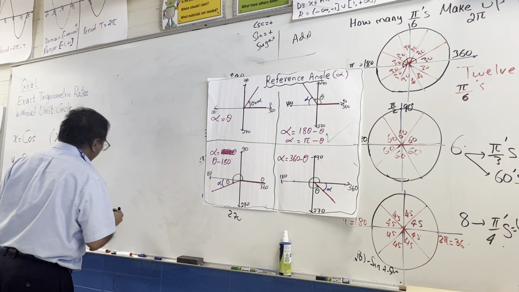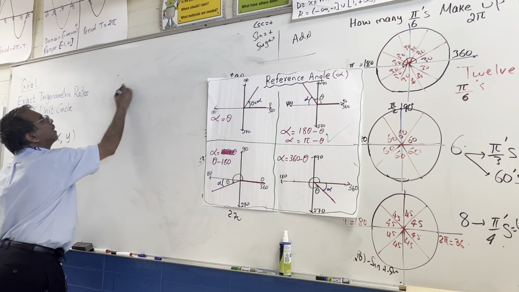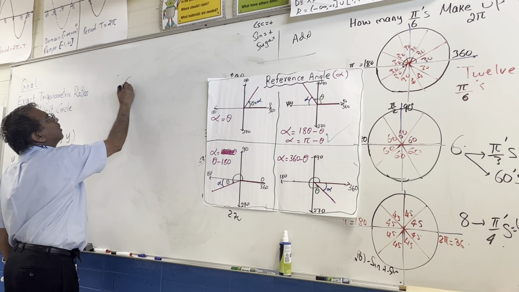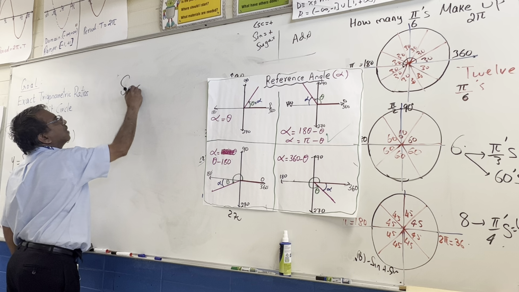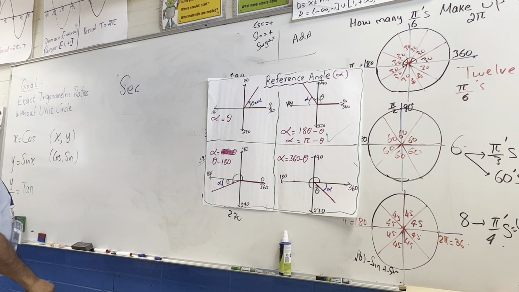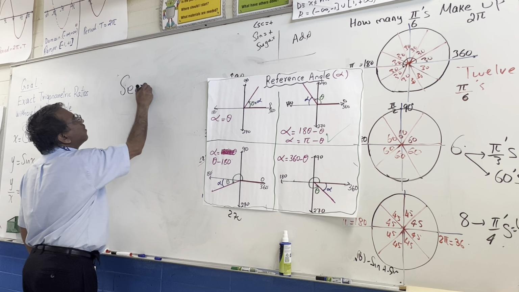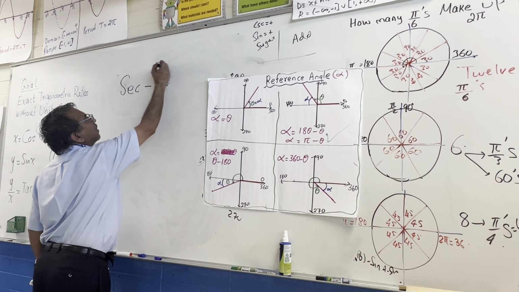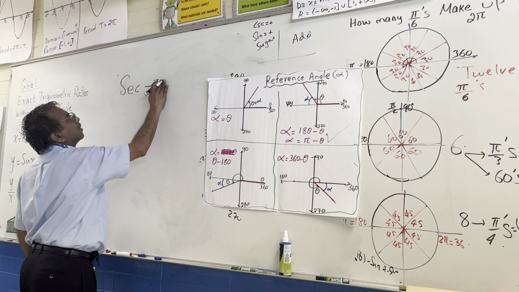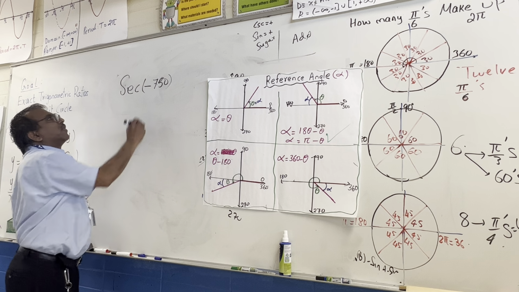This time, let me pick a little larger angle. Let's take secant of minus 750, let's say. I'm playing with these numbers, right?